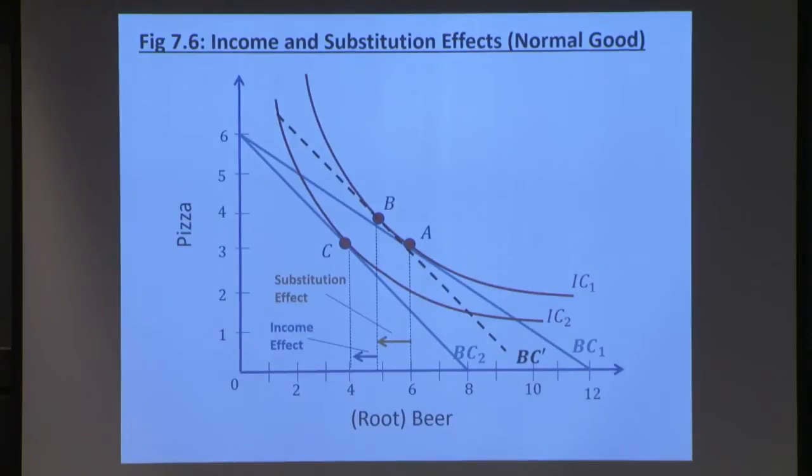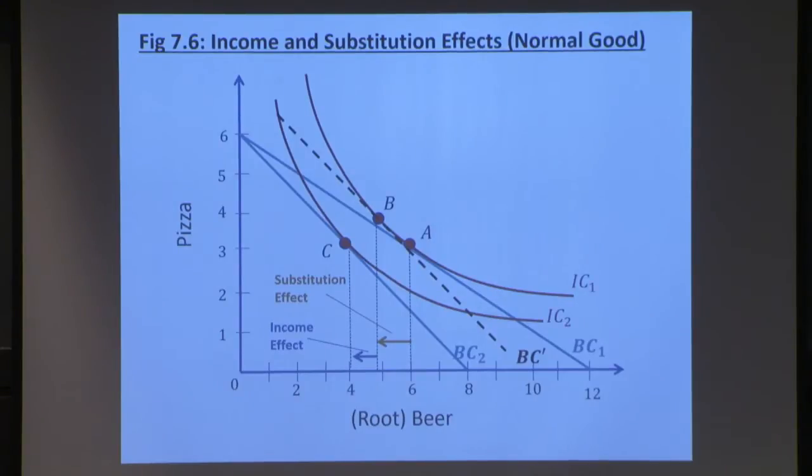So we can think of the two reasons why the demand curve is downward sloping as coming out of this decomposition. The overall effect of the price change was the movement from A to C. The movement from A to B, that is a change in relative prices at constant utility, is called the substitution effect. It causes me to go down to about 4.9. You can actually compute what it is, but it goes down to about 4.9 units of root beer.